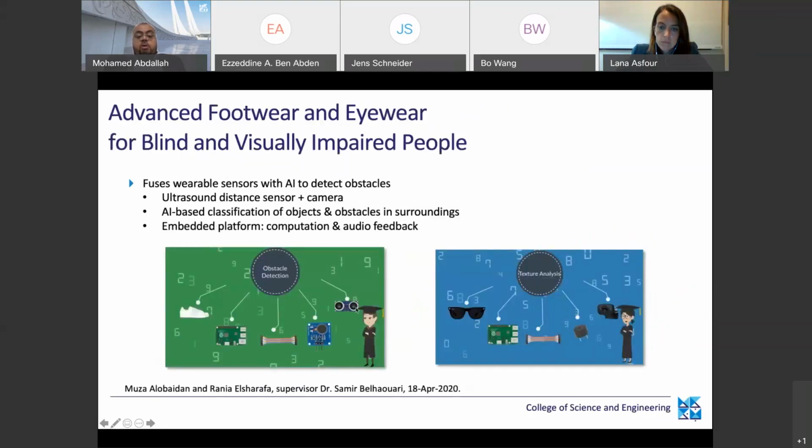And also, some projects were focused on hardware. Focused on developing hardware, advanced footwear, and an eye for blind and visually impaired people. So they developed this footwear and this eye, which can help visually impaired and blind people. They actually use sensors and AI to detect obstacles based on ultrasound, distance sensor, camera, and AI-based classification.